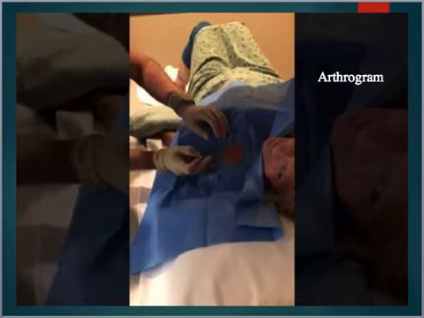Once they get all the way down to the joint space, they are going to put a little bit of contrast or x-ray dye in there to help verify that they're in the joint space, and then they'll inject either the steroid for pain or the contrast for MRI.